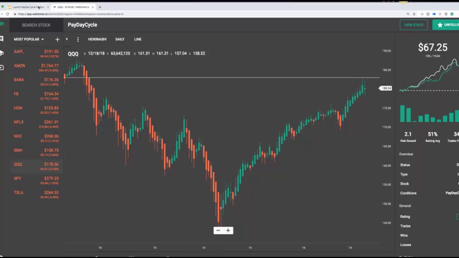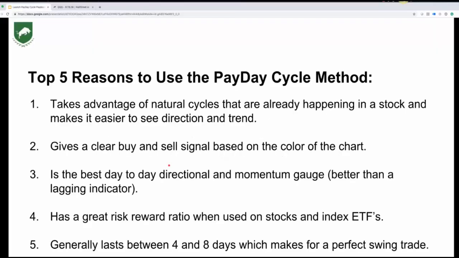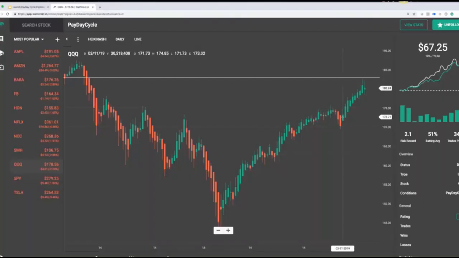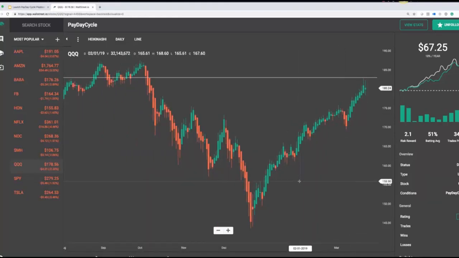So one of the main reasons here when we were taking a look at this is, the top reason to use this is it takes advantage of naturally occurring cycles that are already happening anyways. And I think that's an important distinction because these cycles literally are already happening. They happen about 2 to 3 times a month. They're already happening anyways, and they give you a pure directional gauge for how to get long or short a stock.